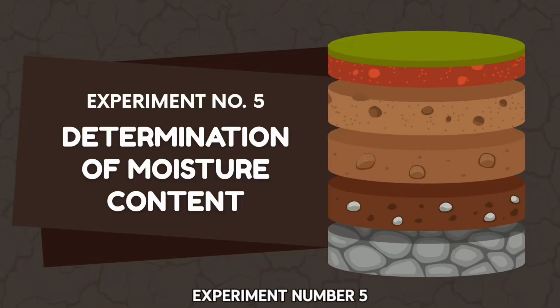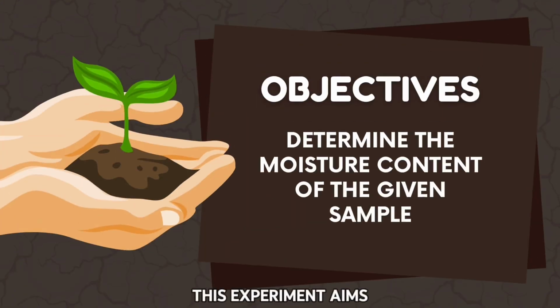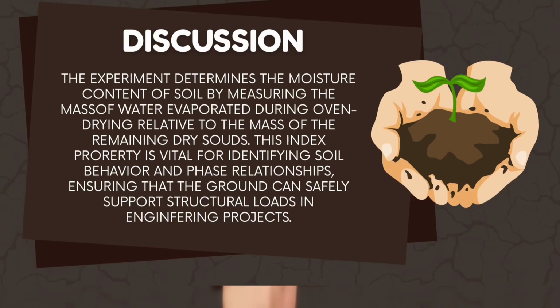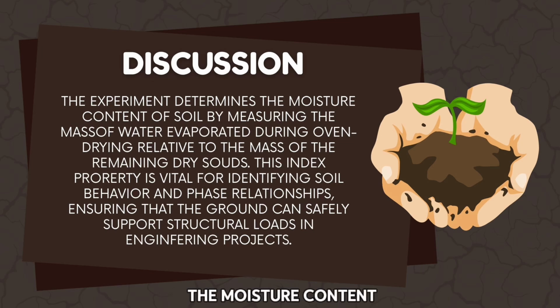Experiment number 5. Determination of moisture content. This experiment aims to determine the moisture content of the given sample. The experiment determines the moisture content of soil by measuring the mass of water lost during the oven drying process relative to the mass of the remaining dry soil solids.